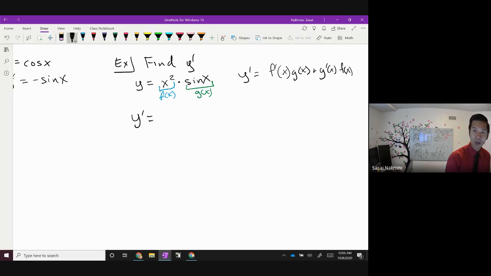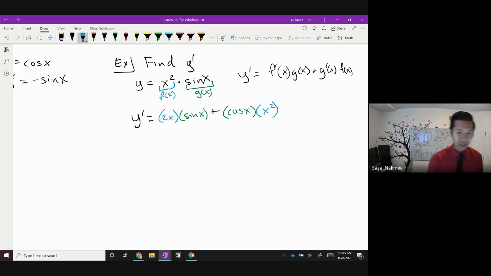So y prime is going to equal the derivative of the first function, which is 2x, because the derivative of x squared is 2x, times the second function, which is sine of x, plus the derivative of the second function, the derivative of sine x is cosine x, times the first function, which is x squared.